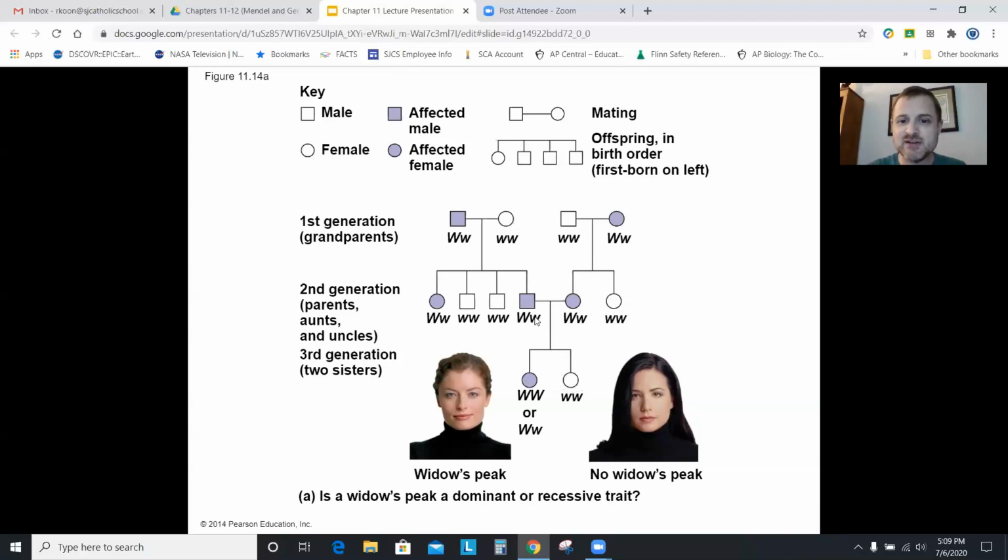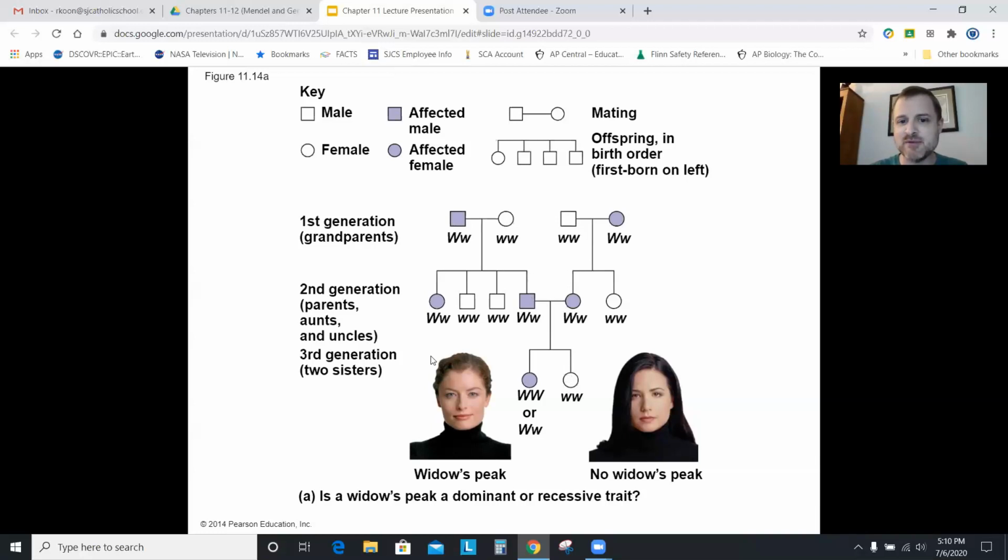Actually, let me clarify that. Both of these parents are the same, and they have the trait, they have the widow's peak. So if two parents that have the trait have kids that don't have the trait, that's a better way of saying it, that means the trait is dominant.